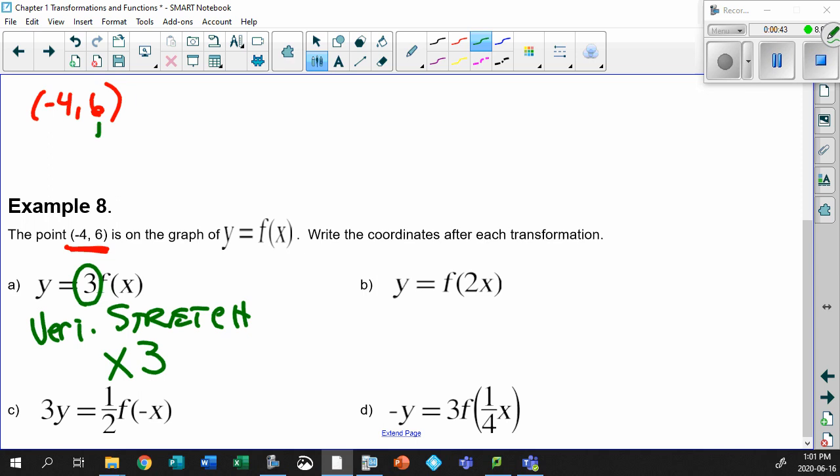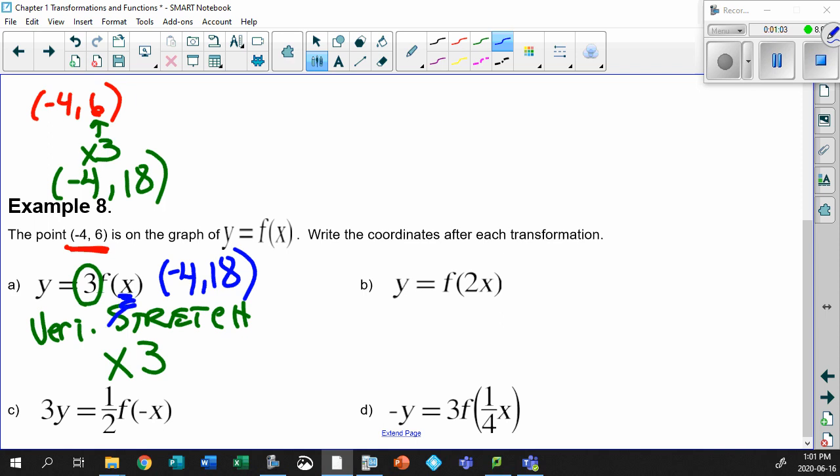Here's our point. Here's our vertical. Multiply it by 3. Your new point is going to be negative 4, 18. You don't even have to graph it. It just, boom, there it is. So I'm going to put down here, negative 4, comma, 18. There's our new point. Notice nothing happened to the x, because emphasis on the x, nothing's happening with the x. Awesome. Okay, let's go to B here.